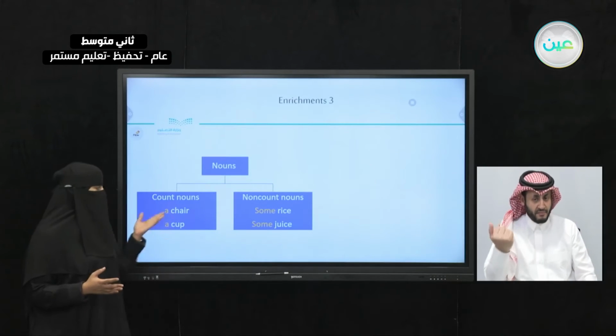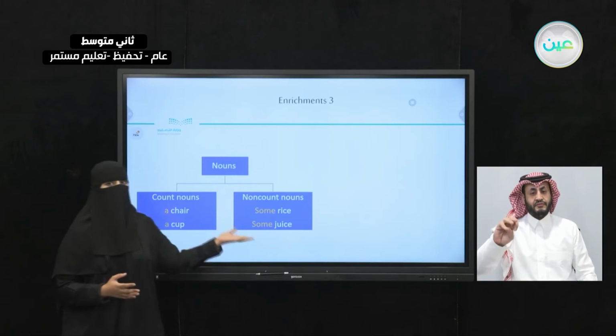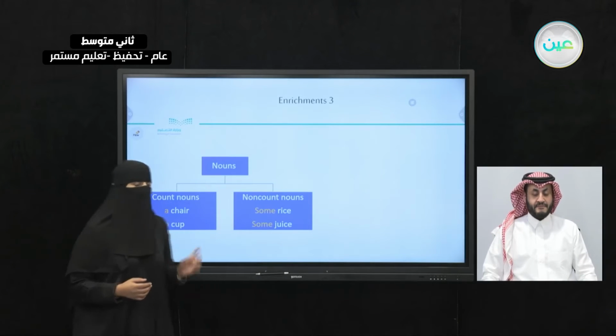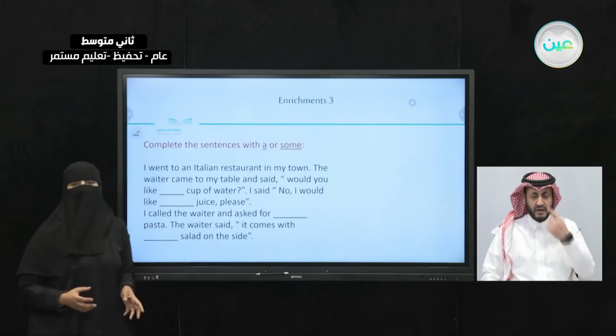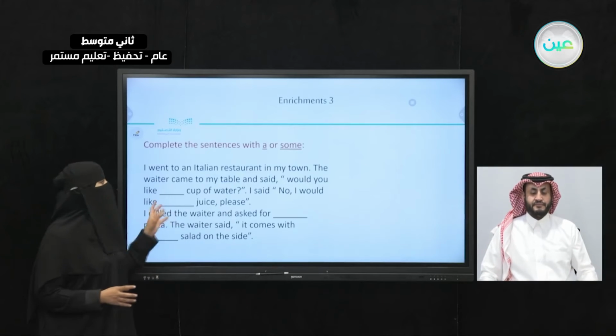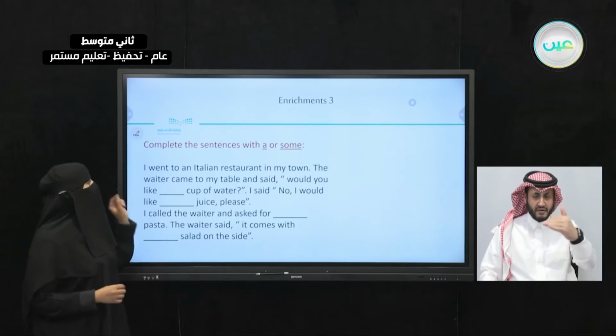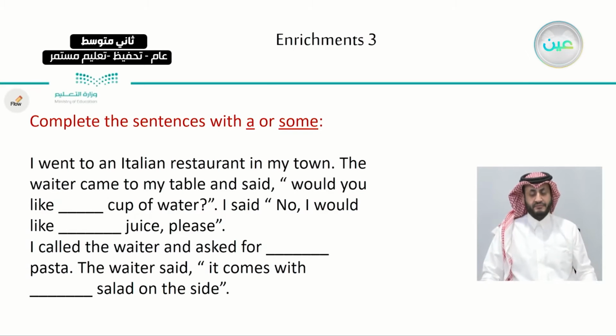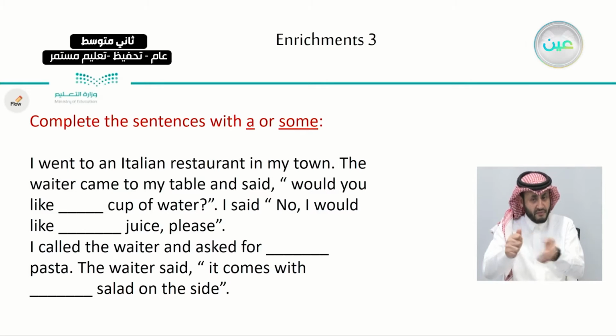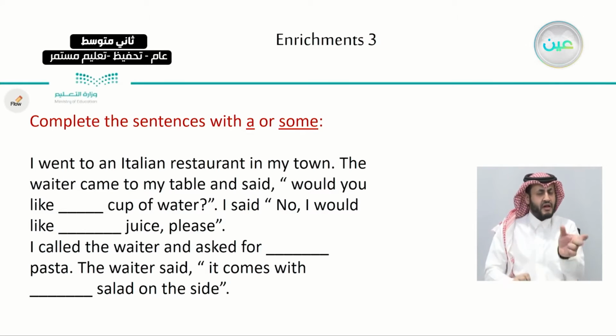Now we know that for count nouns, we're using a. For non-count nouns, we are using some. But how are they going to look like in a sentence? So here, I have this exercise for you. Complete the sentences with a or some. You're going to choose in the spaces a or some.